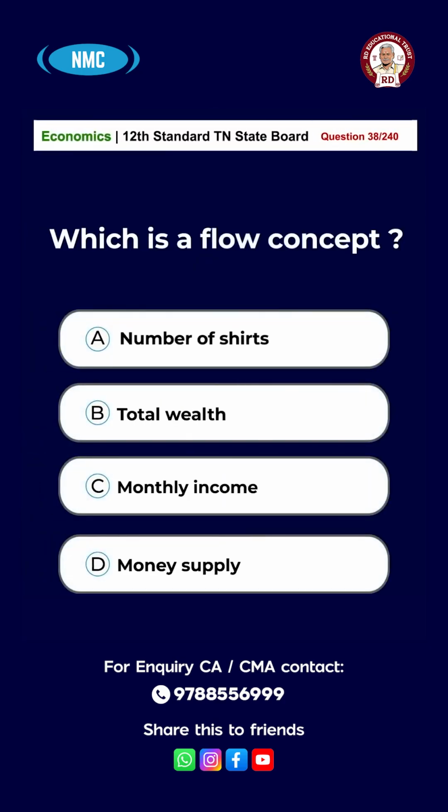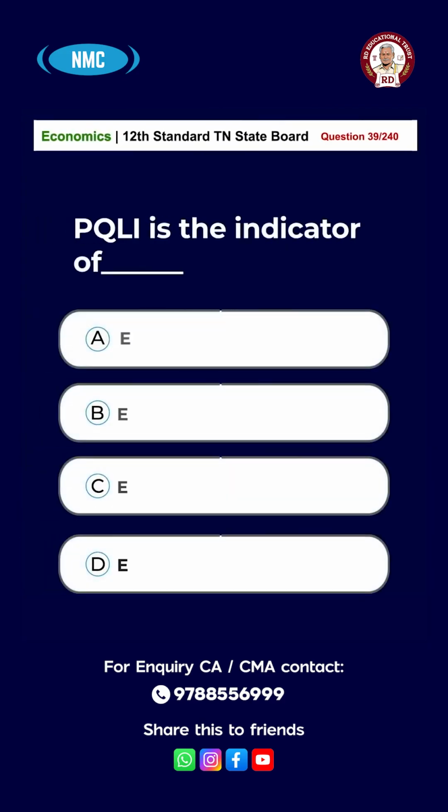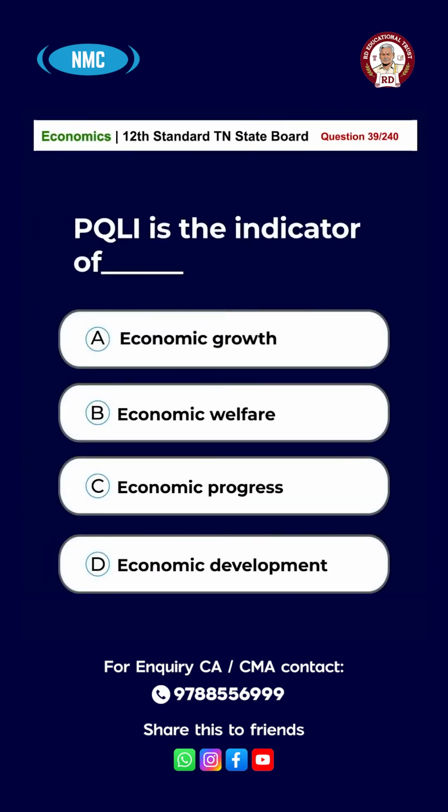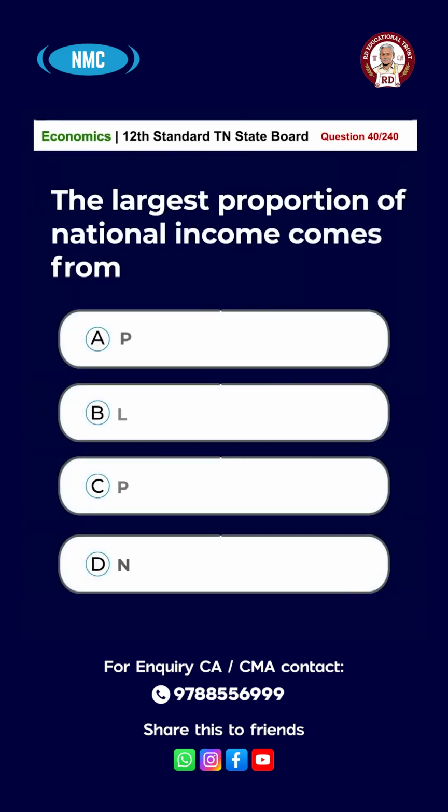Question number 38. Which is the flow concept? A. Number of shirts, B. Total wealth, C. Monthly income, D. Monthly supply. The answer is option C. Monthly income. Question number 39. PQLI is an indicator of A. Economic growth, B. Economic welfare, C. Economic progress, D. Economic development. The answer is option B. Economic welfare.